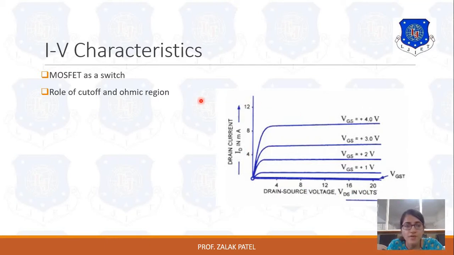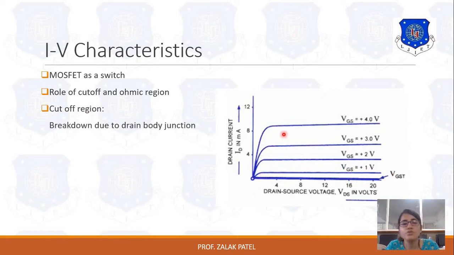Now this last region is the cutoff region. In the cutoff region, breakdown due to the drain to body junction will occur, and due to that a very small amount of drain current, almost ID equal to 0, is flowing through this region. This region is also called the turn off region, meaning at that time the power MOSFET as a switch works in an off state.